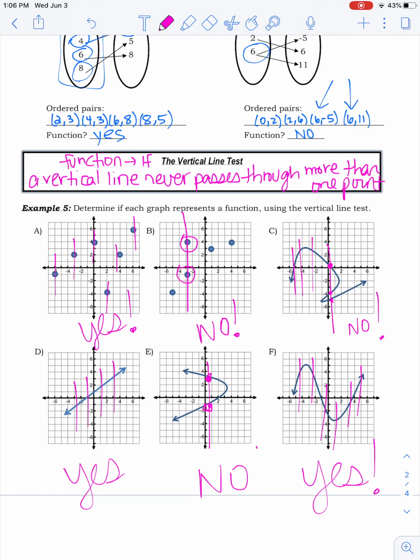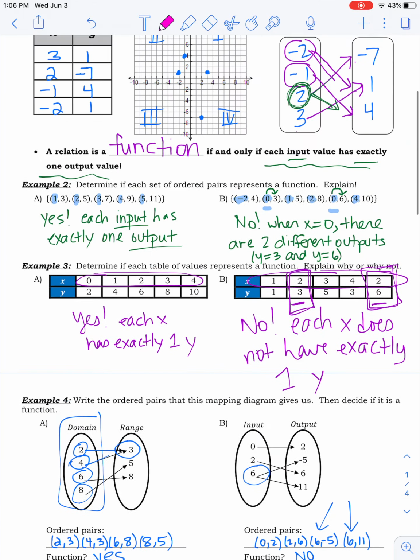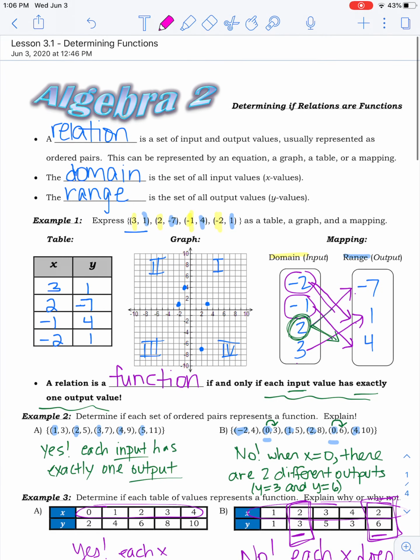All right, so I know I kind of went through these quickly, but just take a look at the 3 examples, B, C, and E, that are not functions. Those do not pass the vertical line test because a vertical line touches more than one point at a time, where A, D, and F are all graphs that do pass the vertical line test, and those are functions. This concludes our lesson on determining if a relation is a function.